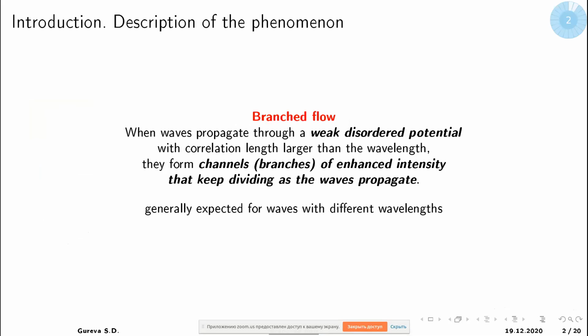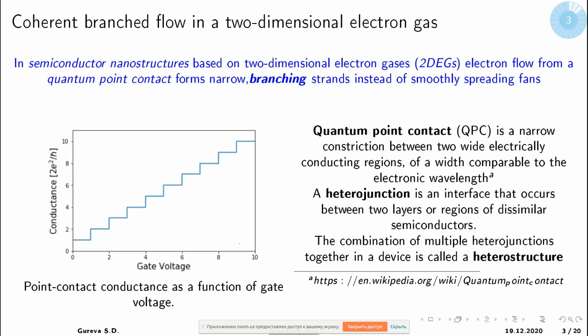The phenomenon we investigated is connected with the propagation of waves through a weak disordered potential. Waves start forming channels or branches of high intensity, and they keep dividing on the wave's further path. It's quite a general phenomenon for waves of different wavelengths. And in 2001, it was discovered for electrons in two-dimensional electron gases.